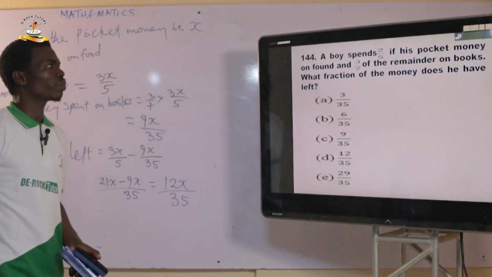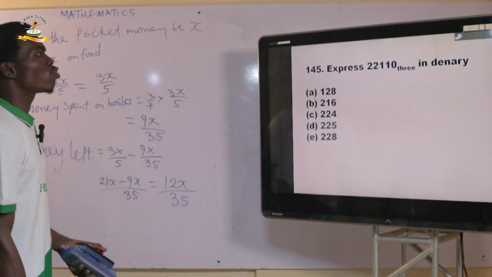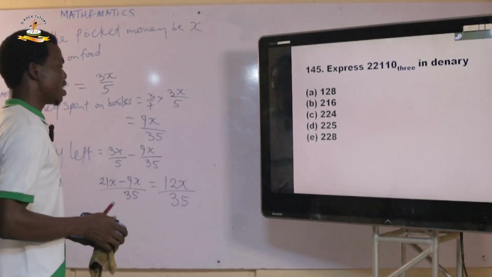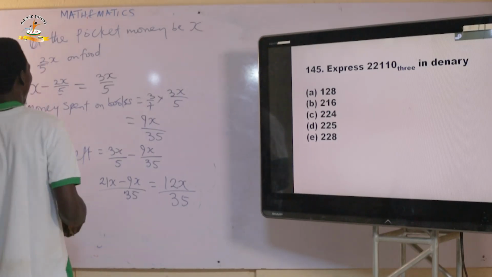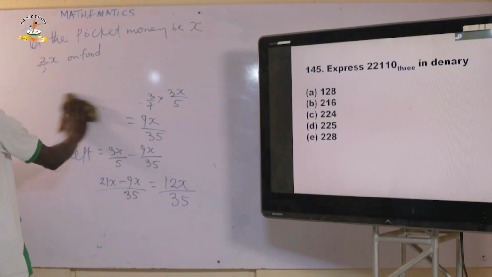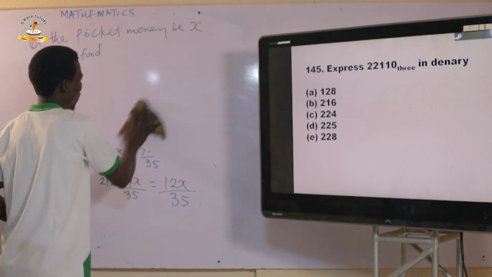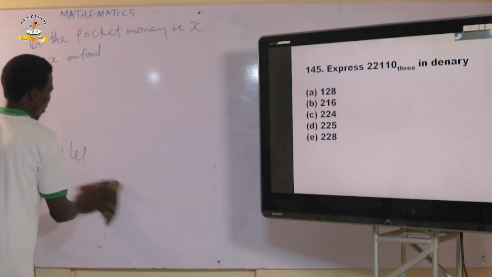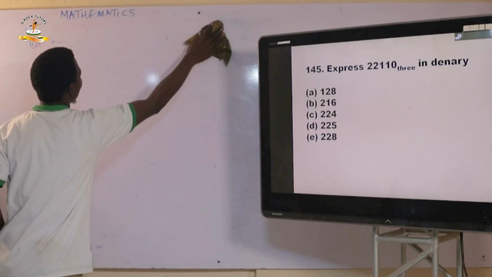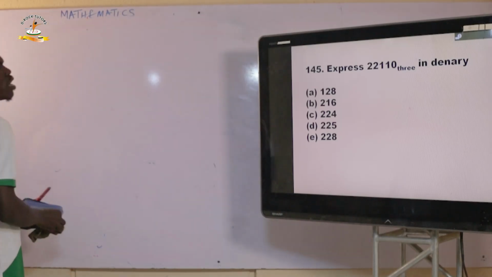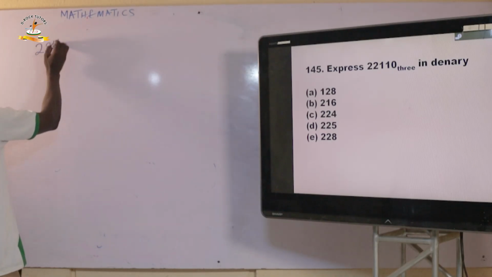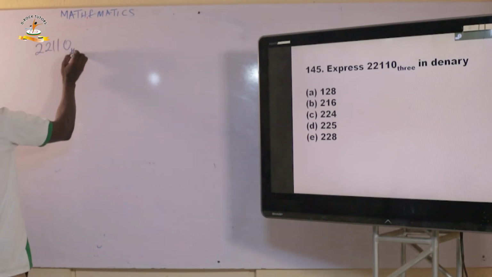Our next question. Express 2110 base 3 in denary. Denary means what? Base 10. You can call it decimal or denary. So it is base 10 that is called denary. So let's move from ternary. Ternary is base 3. Let's move from ternary to denary. So let's go 2110 in base 3.